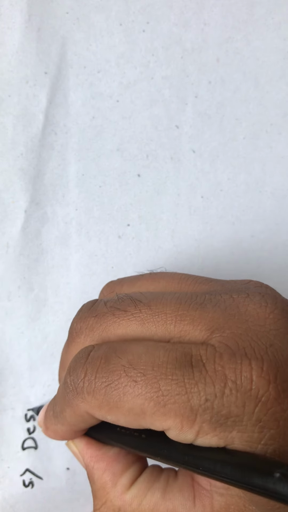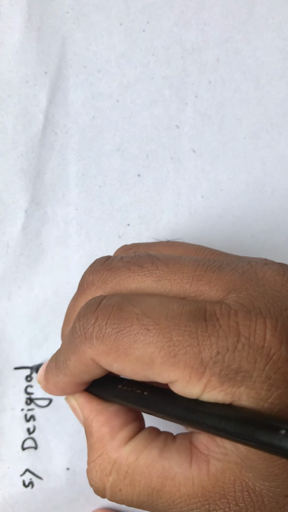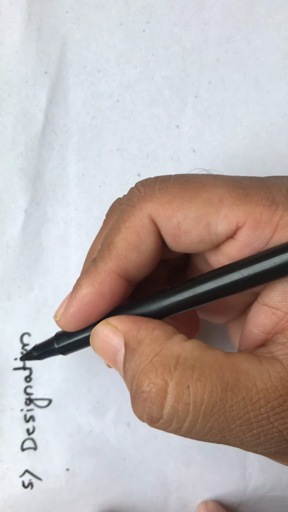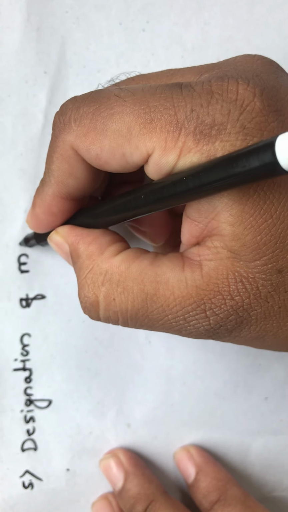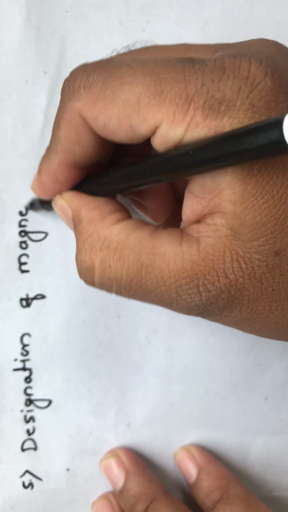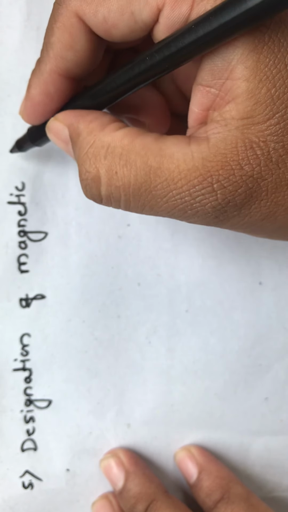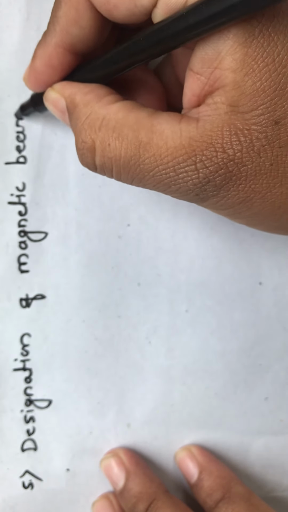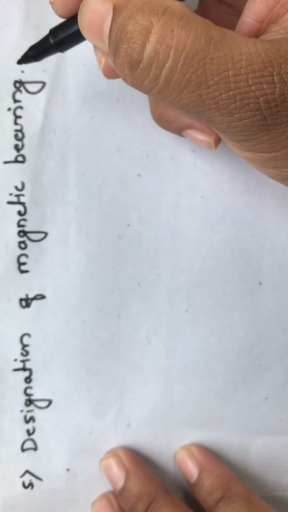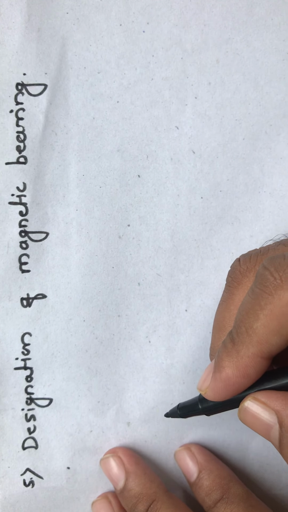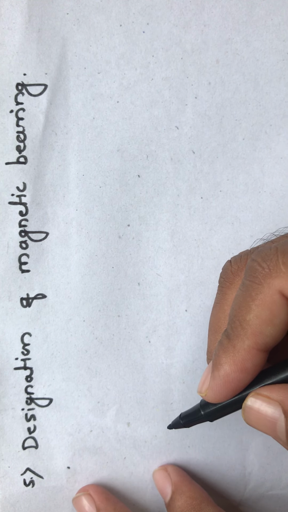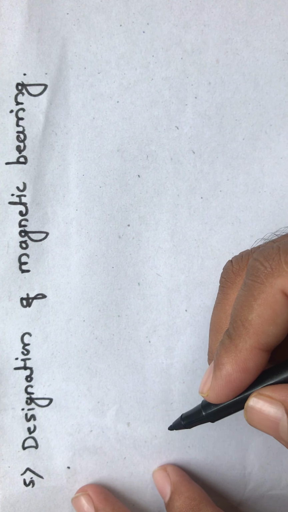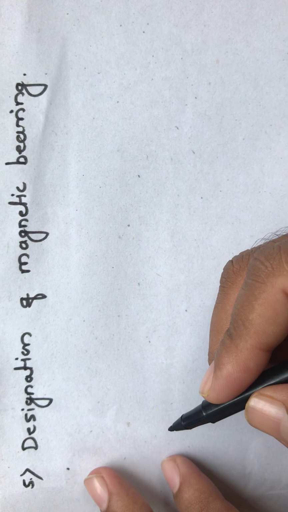Designation of magnetic bearing. This is very important. How will we measure the angles in compass traversing?